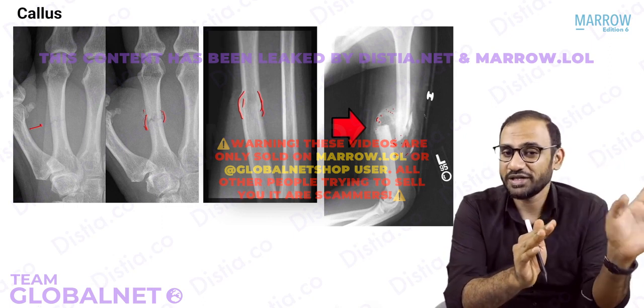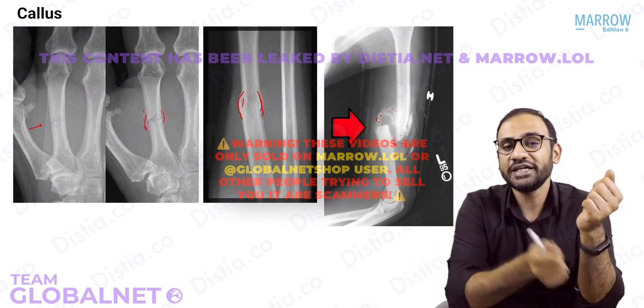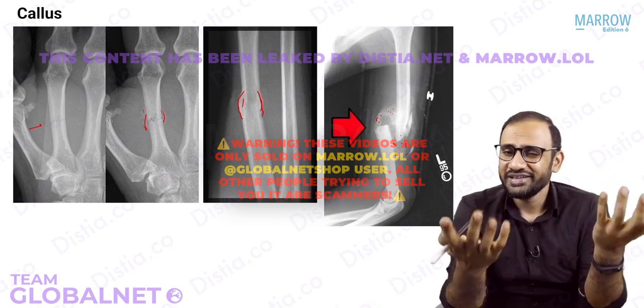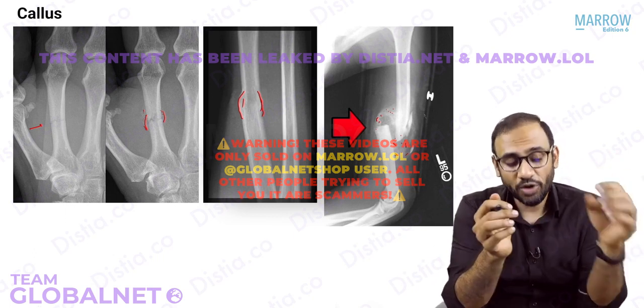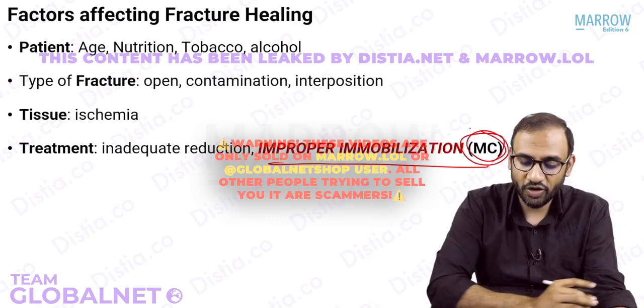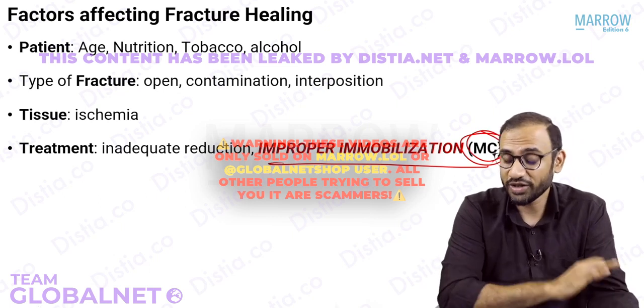That is only because of the implants. We're talking about general movement. If there is movement at the fracture site, means if you've not splinted it properly, if you've not used the bandage properly, if you've not used the POP cast properly, then there is movement at the fracture. So improper immobilization is the most common cause of non-union. Please remember this.